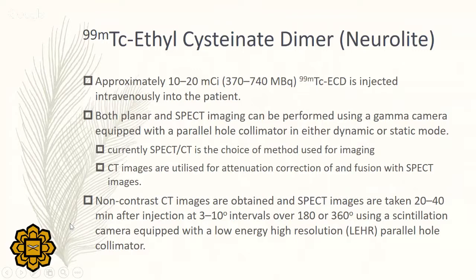The non-contrasted images are obtained and SPECT images are taken about 20 to 40 minutes post-injection at 3 to 10 degree intervals over 180 degrees using a camera. The collimator used is the low energy high resolution, or LEHR, parallel hole collimator. This is commonly used for brain imaging. So this particular setting that we use in the camera is a low energy high resolution collimator.